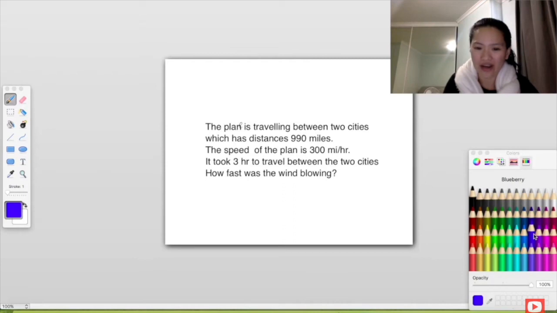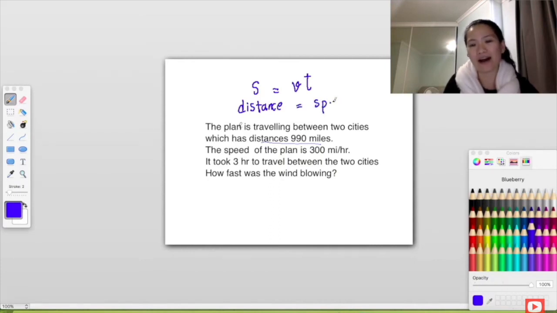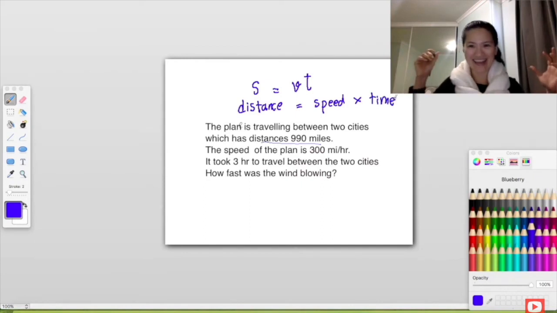So first you have to know the distance. Let me tell you something: you should know this formula. Distance equals speed multiplied by time, or distance equals speed or velocity multiplied by time. I'm going to teach you how to analyze the problems. Let's go.